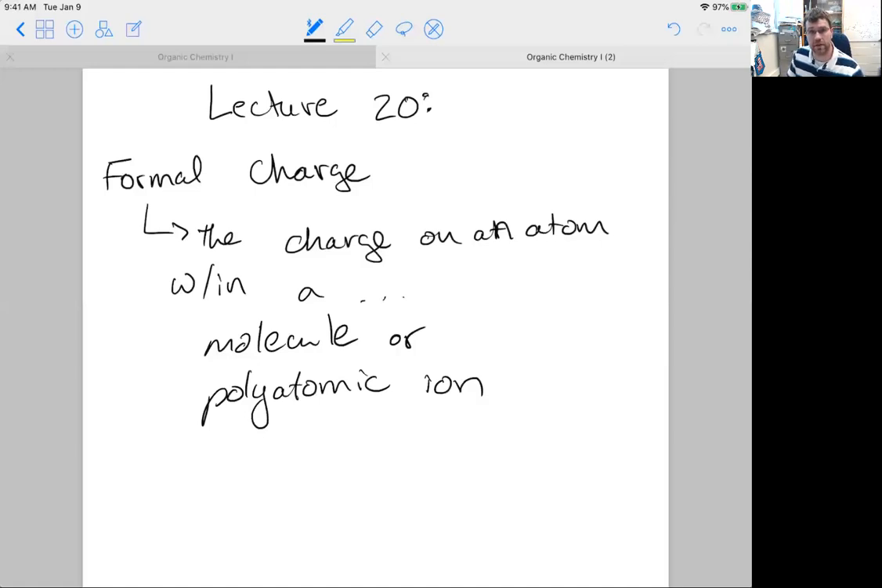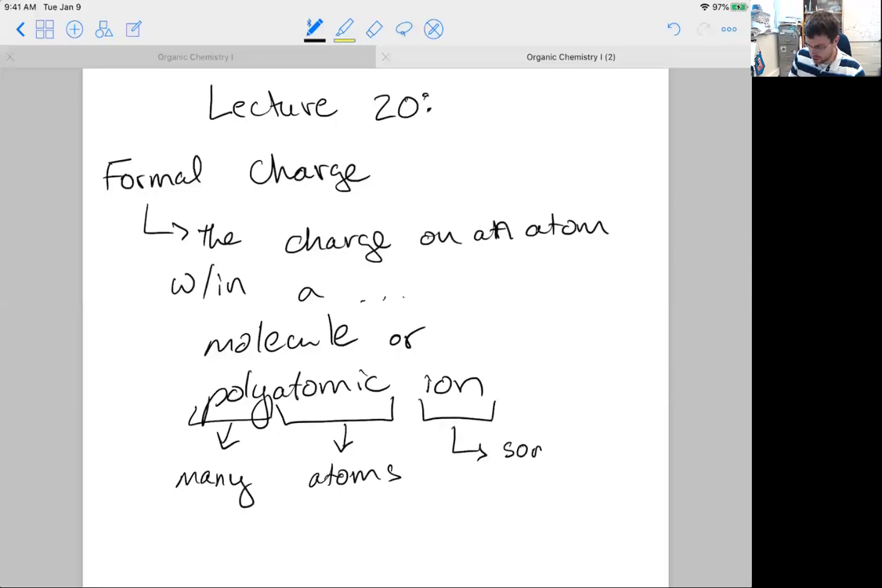These are collections of atoms that are bonded by covalent bonds, connected through covalent bonds. A polyatomic ion is something different. Poly means many. We're going to be looking at polymers at some point in this semester. Atomic means atoms. And then ion means something with a charge, something with an imbalance of protons and electrons.